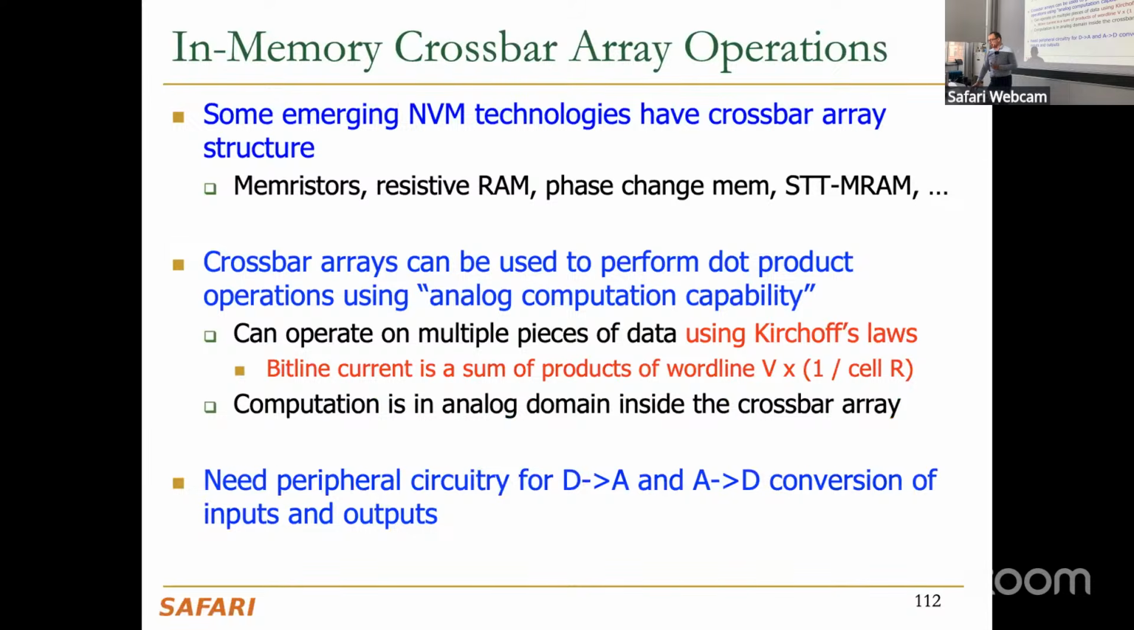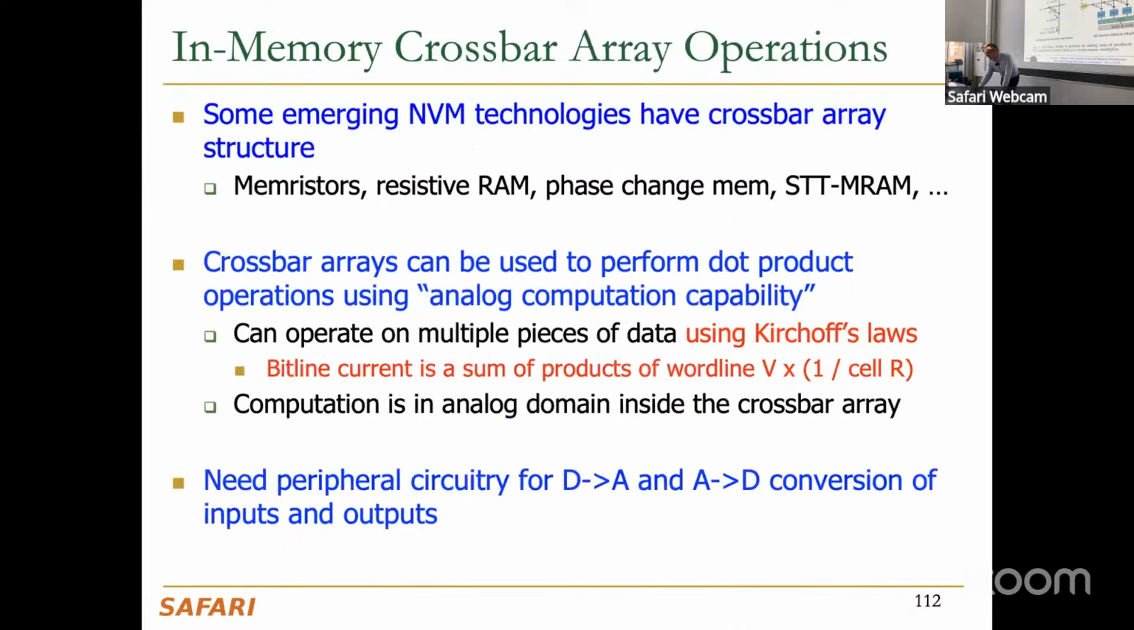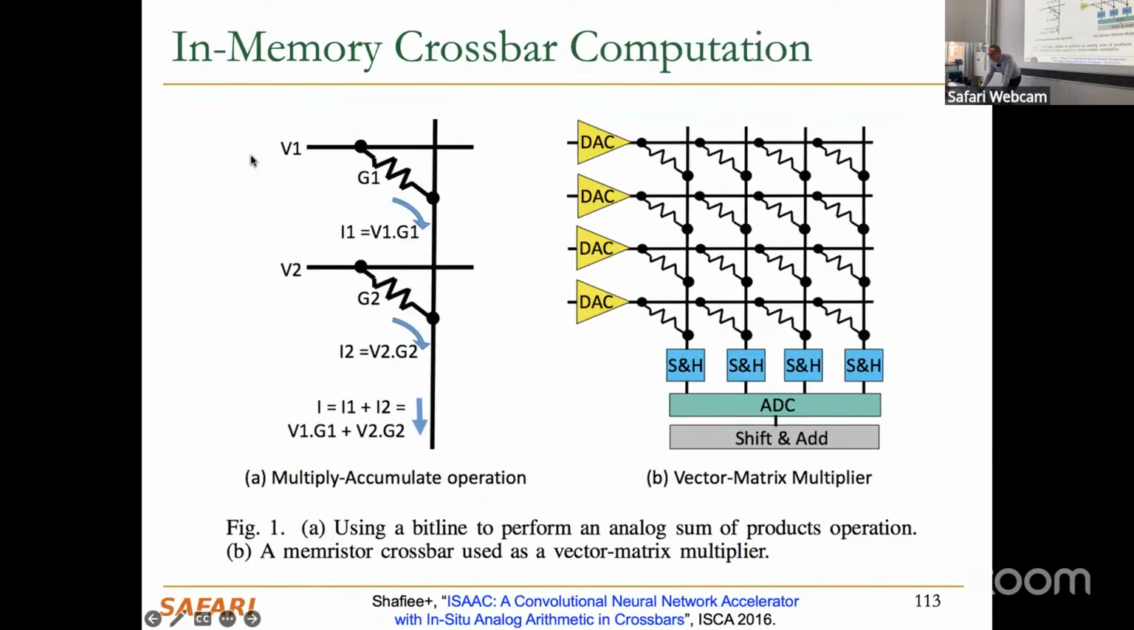But you need a peripheral circuitry for digital to analog and analog to digital conversion. So this is actually what Kirchhoff's law says, basically. Current flowing on a wire is the sum of currents that are being contributed to that wire. That's what Kirchhoff's law is actually. So I that's flowing over here is the sum of currents that are coming here, I1 plus I2.